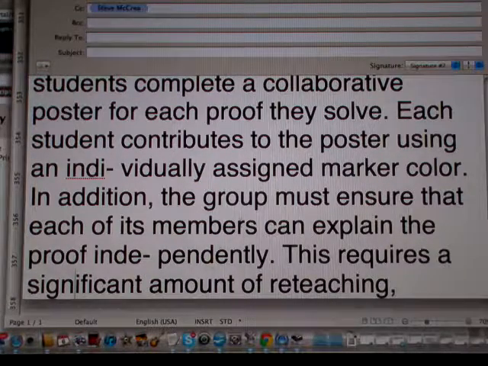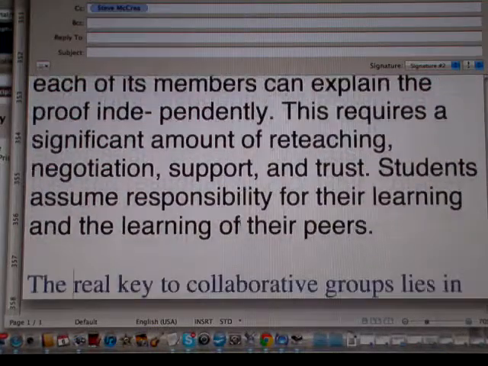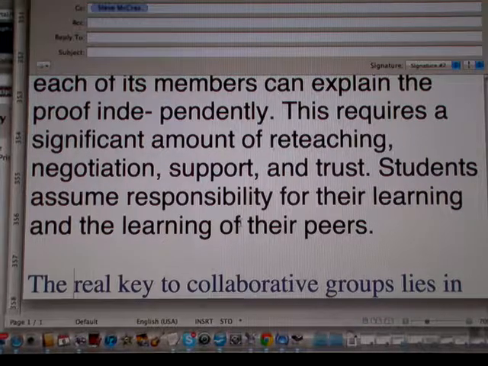In addition, the group must ensure that each of the members can explain the proof independently. This requires a significant amount of reteaching, negotiation, support, and trust, and peer collaboration. Students assume responsibility for their learning and the learning of their peers.